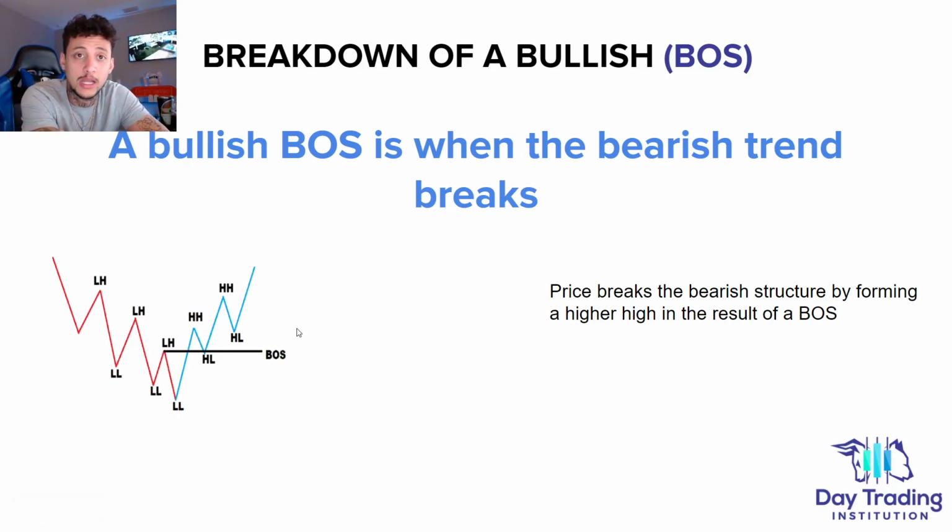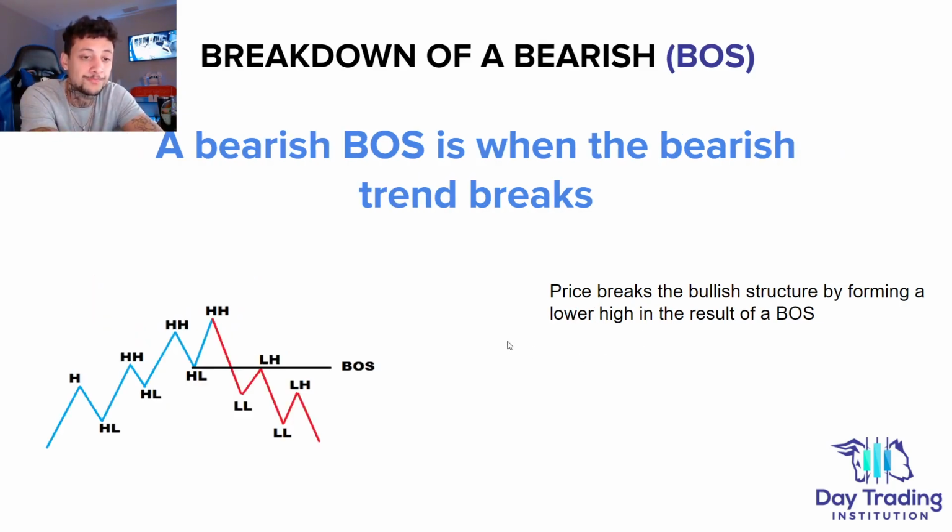There can't be a break of structure if price breaks a previous higher high and makes a new higher high, because that just simply means that price is in a bullish trend. But in this situation here, price broke the previous lower high and made a higher high, and that is going to be considered a break of structure. Now, when price breaks the bearish structure by forming a higher high, that is going to be the result of a break of structure.